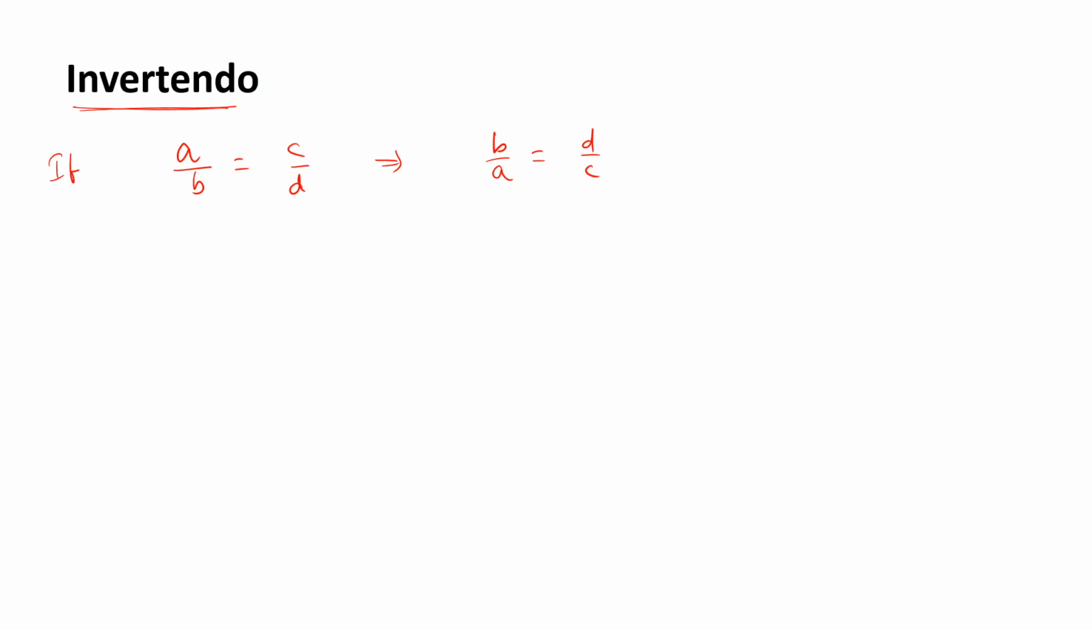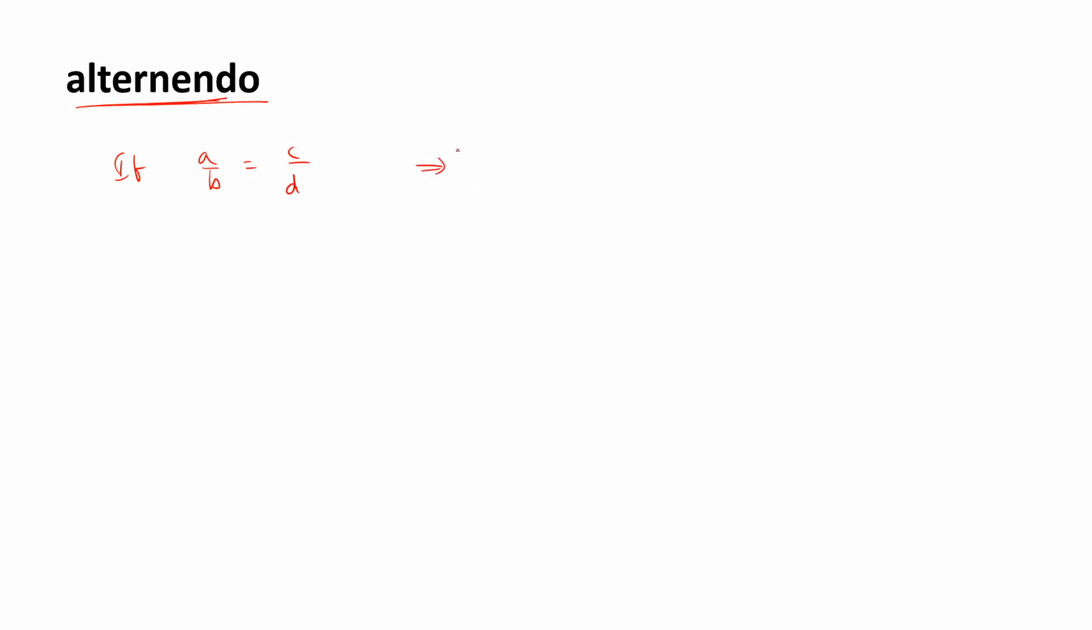We have another property, that is alternando. If A upon B, a ratio, is equal to another ratio C upon D, then according to the alternando property, A upon C is equal to B upon D. There is no difference between A upon B equal to C upon D and A upon C equal to B upon D. This is called alternando property.